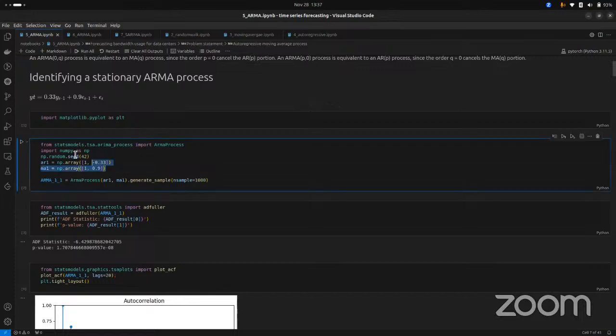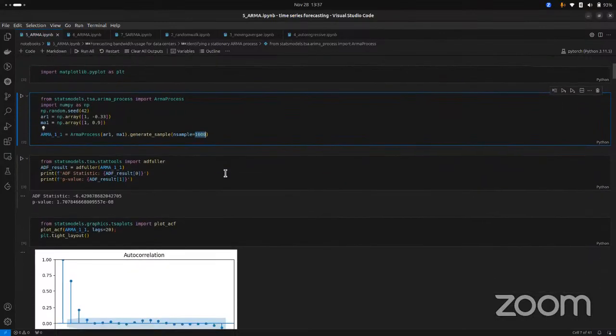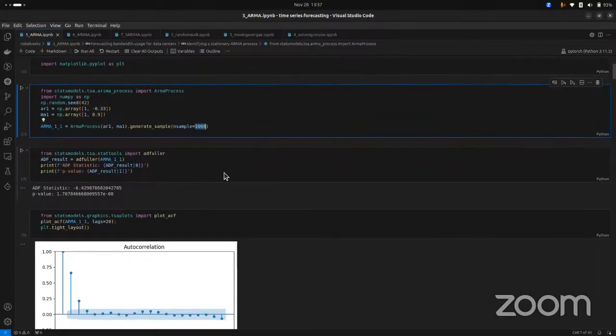What this is doing here is creating our own process. It's possible for you to simulate a process, and that's what we're doing. We're giving it an autoregressive process and a moving average process, and we're going to simulate the ARMA process with 1,000 samples. So we're going to have a time series.